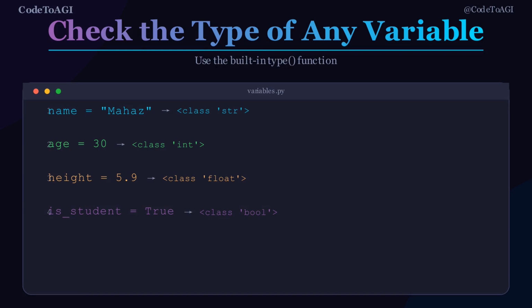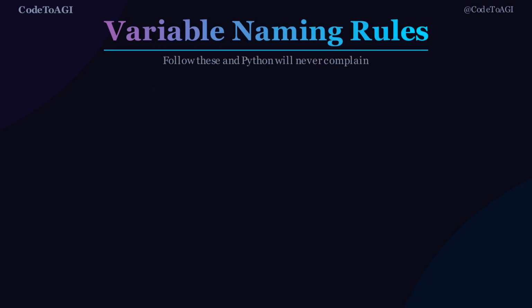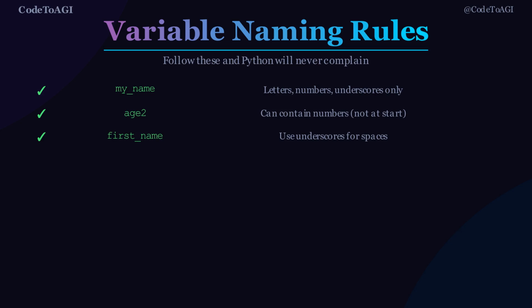You will use the type function constantly when debugging. Whenever something is not working as expected, check the type. 9 times out of 10, that is where the problem is hiding. Before we go further, there are rules for naming variables in Python. These rules are not optional. If you break them, Python will throw an error.